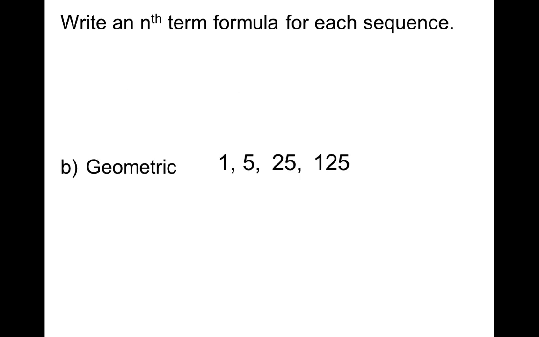Now how about the geometric sequence? We want to write an nth term formula for that. To find an nth term formula for a geometric sequence, we need to know the first term, which is 1, and we need to know the common ratio, which is 5. Now in general, for any geometric sequence, the nth term is found by taking the first term, a sub 1, times the common ratio raised to the n minus 1 power. For this specific sequence, the first term is 1, the common ratio is 5, so 1 times 5 raised to the n minus 1 power. That's an nth term formula for this particular geometric sequence.